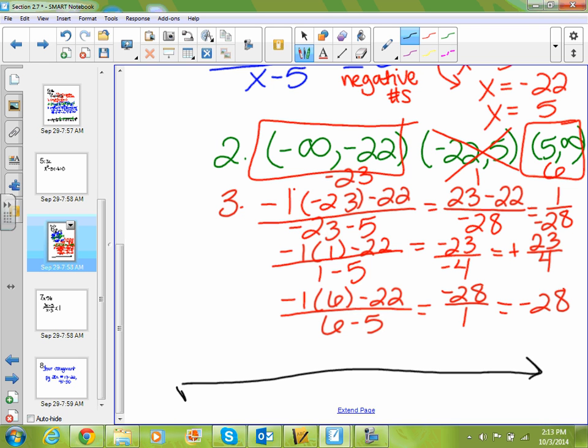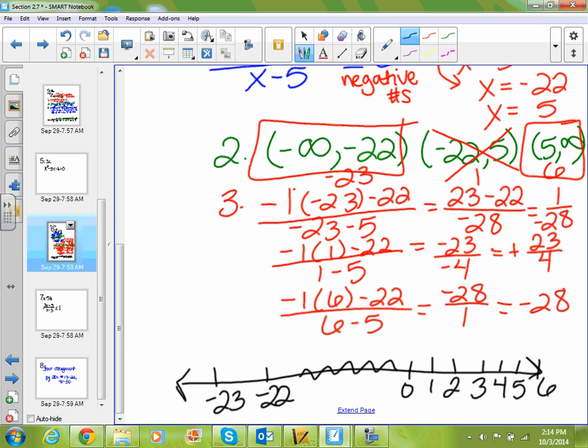So I know that my first number that I need to include on my graph is negative 23, because that was my first number that I tested. Negative 22, 0, 1. I skipped those numbers because it would be a pain to write all those numbers, by the way. You can do that by writing a squiggly line. And then we go all the way up to 6. So 2, 3, 4, 5, 6. Okay, and then we're going to graph it.